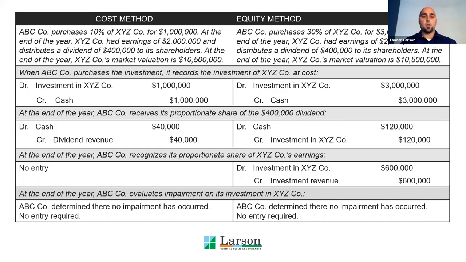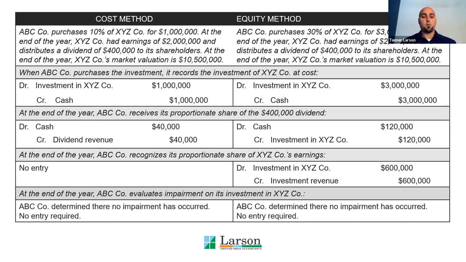Then at the end of the year, ABC Co. recognizes its proportionate share of XYZ Co.'s earnings. Under the cost method, you don't recognize anything because you're carrying the investment at cost. Under the equity method, you would recognize investment revenue and you would debit your investment in the company because you're not receiving any money at that point.